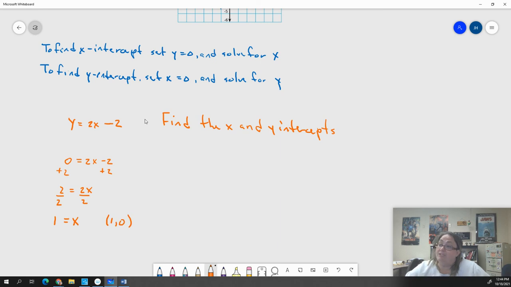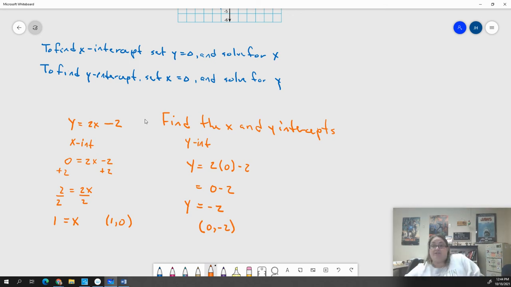My y-intercept, I'm going to set x equal to 0 and solve for y. So this was my x-intercept. This is my y-intercept. y equals 2x minus 2. Well, that's 2 times 0 minus 2. And if we look at that, 2 times 0 is just 0, minus 2. So my y equals negative 2. If I was going to write that as a point, it would always have an x first and then my y value. These are my x and y intercepts.